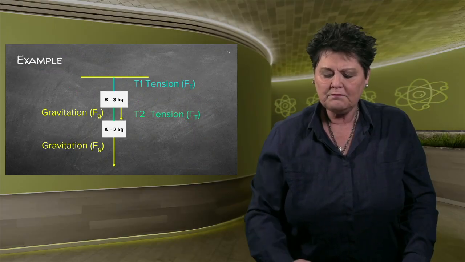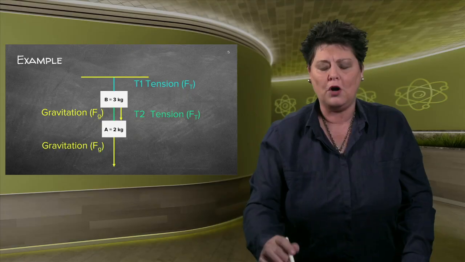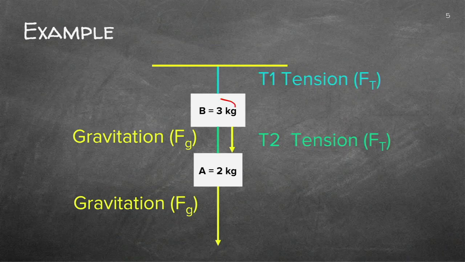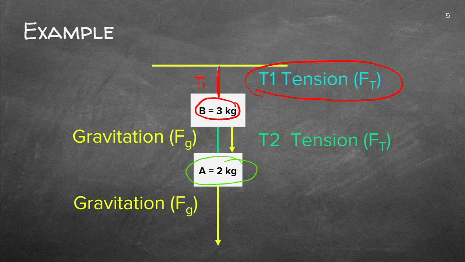Let's have a look at a system where I've got blocks hanging from cables. I've got 3 kilograms suspended from a cable or a wire or whatever, a string. That is a tension, and I'm naming this one T1. It is attached to the block at the bottom, which is 2 kilograms. So I've got another tension there, which is T2.